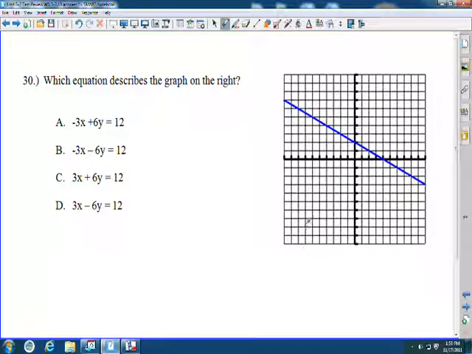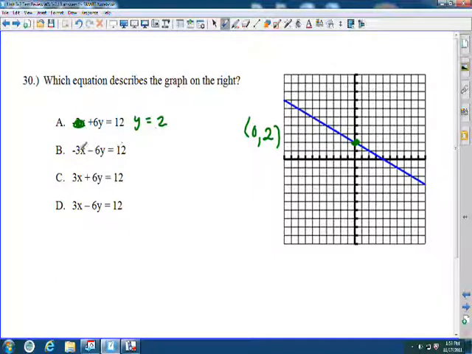Okay, well, what I would do is I'd find my y-intercept first, right here. 0, 2. Let me cover up my x. I have 12 divided by 6. Ooh, y is 2. That's good.